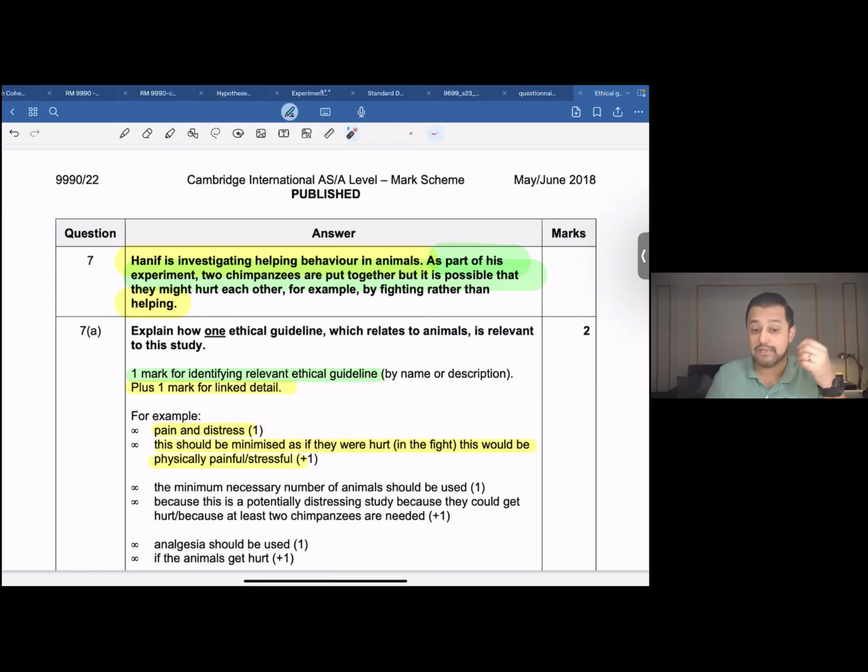There are 2 other examples that you could use as well. So the ethical guideline of pain and distress has been used. Minimum necessary number of animals should be used. Analgesia should be used. Analgesics are painkillers. You should have painkillers with you, just in case the animals fight and they hurt each other and they're experiencing pain. You might use analgesics. Moving on really quick to the next one.